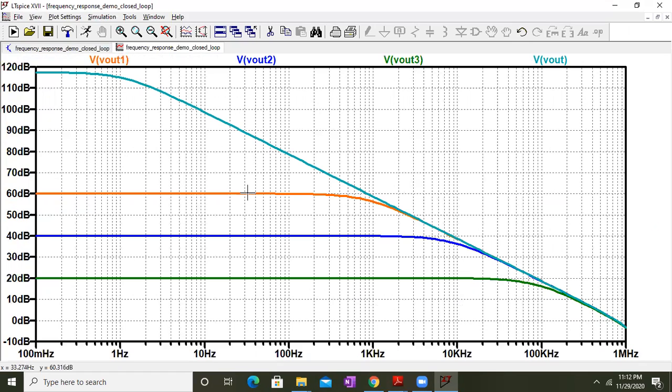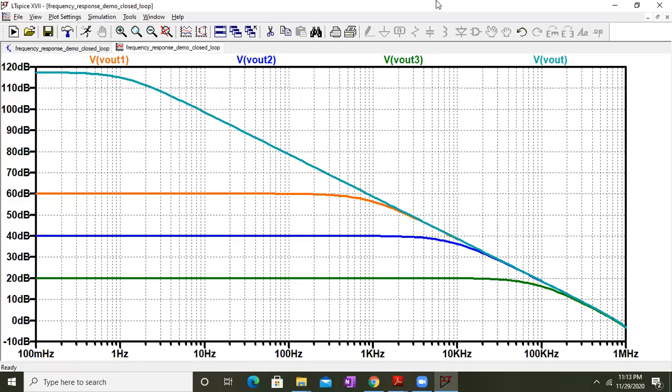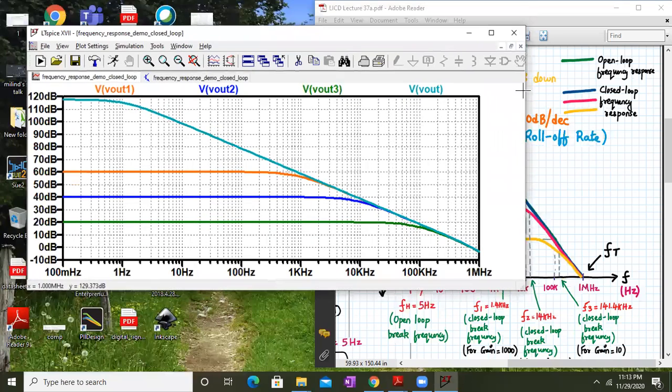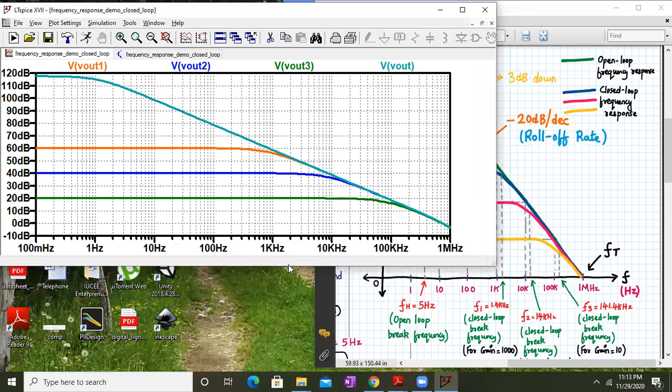The red one is for gain equal to 1000, the blue one is for gain equal to 100, and the green one is for gain equal to 10. So let me minimize this and show this window together, side by side. Whatever we have developed in the theory and whatever we are getting in LTspice are one and the same. That is how close the ideal and the practical behavior of the op-amp is.